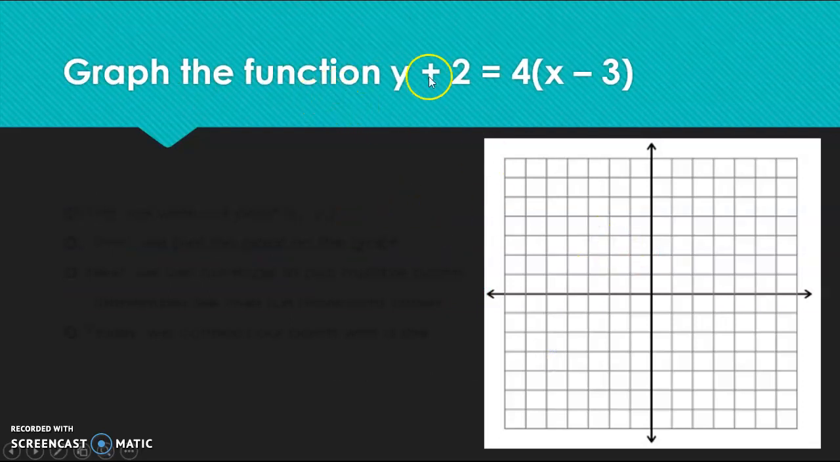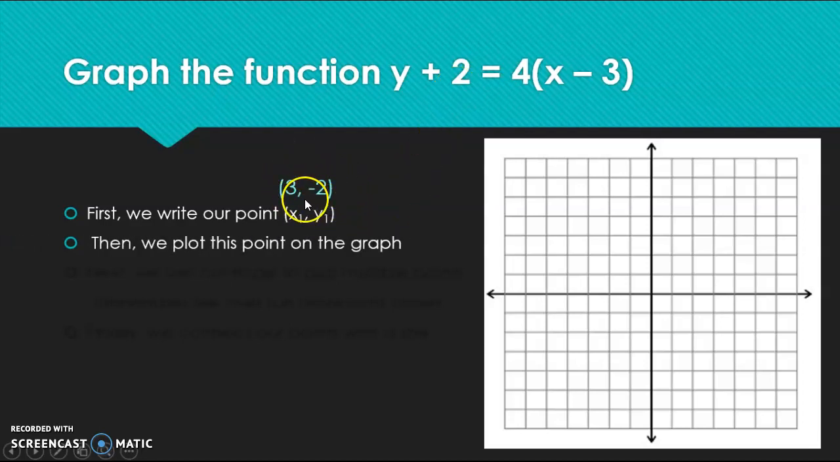Right here, we have a function, y plus 2 equals 4 times x minus 3. The first thing we need to do is write our point, x1, y1. Here is our y1 because it's with the y, and here is our x1 because it's with the x. Now remember, it's supposed to have a minus, so if it's a plus, the sign flips. Our x1 is going to be +3, and our y1 is going to be -2, because it was a plus, which made this a -2. So we should have (3, -2), and we write it down. Now we take that and plot it on the graph.